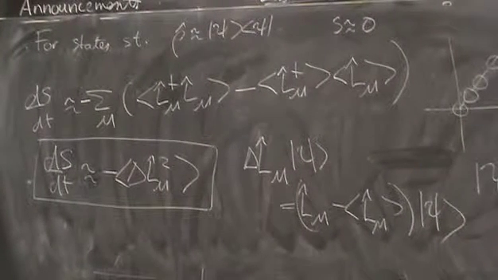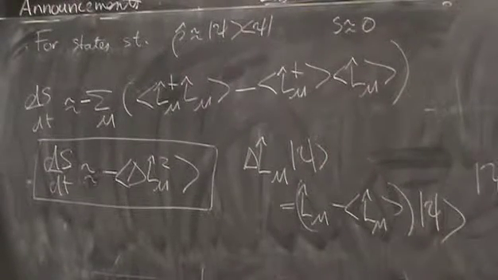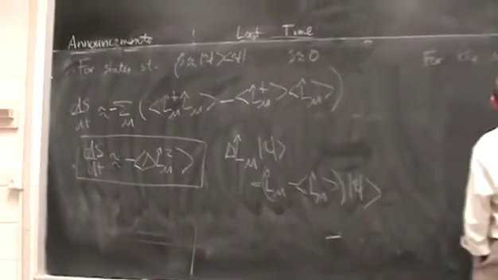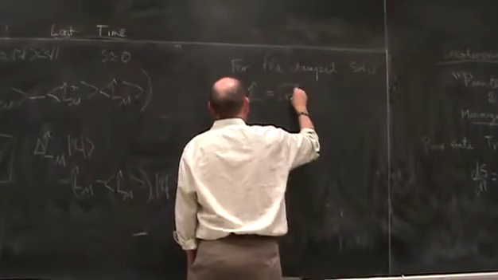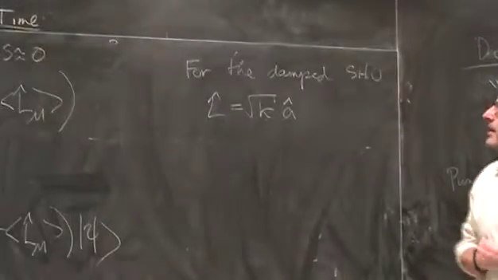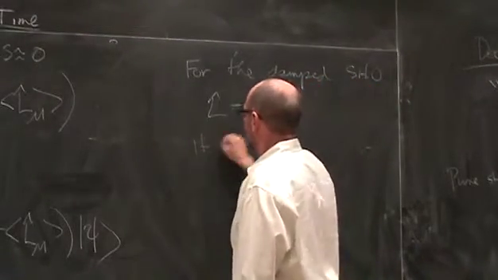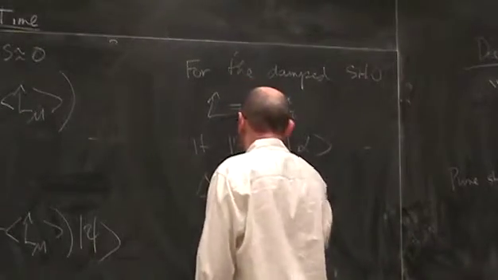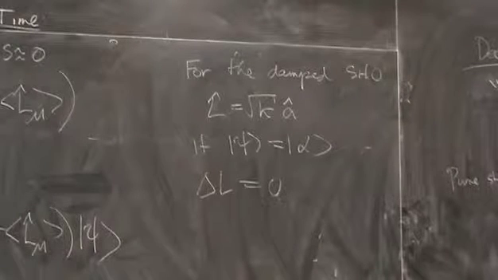In the case of the damped simple harmonic oscillator, what is L? Well, if we're talking about zero temperature, our Lindblad operator for the damped simple harmonic oscillator was just the annihilation operator for the cavity mode. And so for the state, delta L is 0. That is clearly thus a state which will exactly solve this equation. So the entropy doesn't change at all.